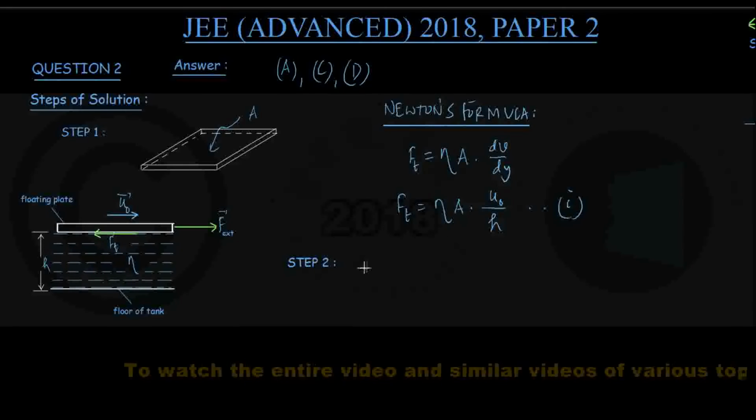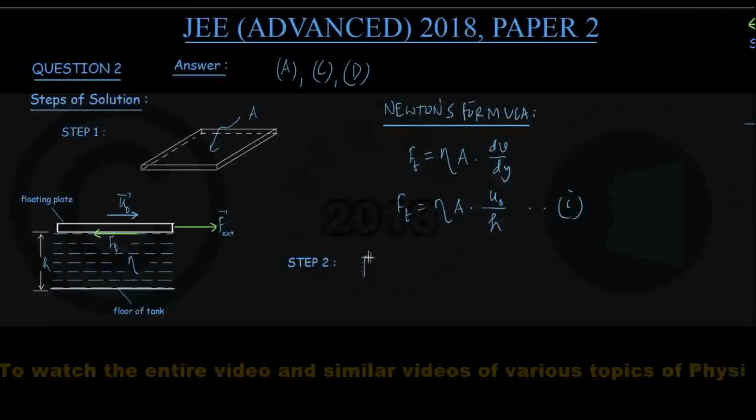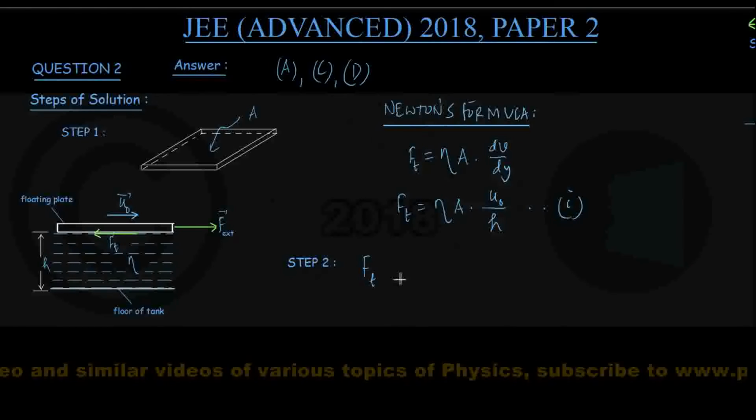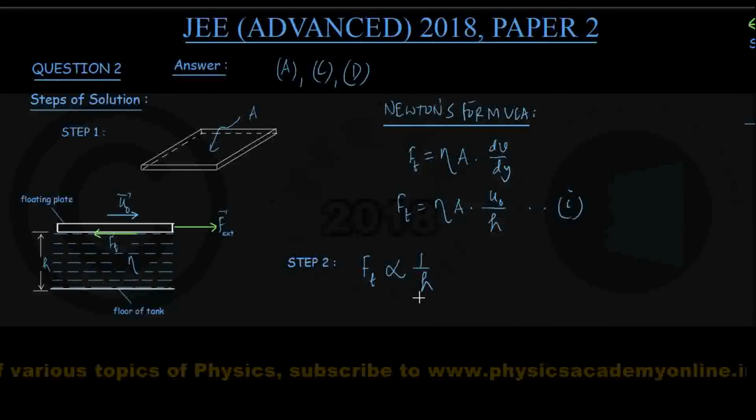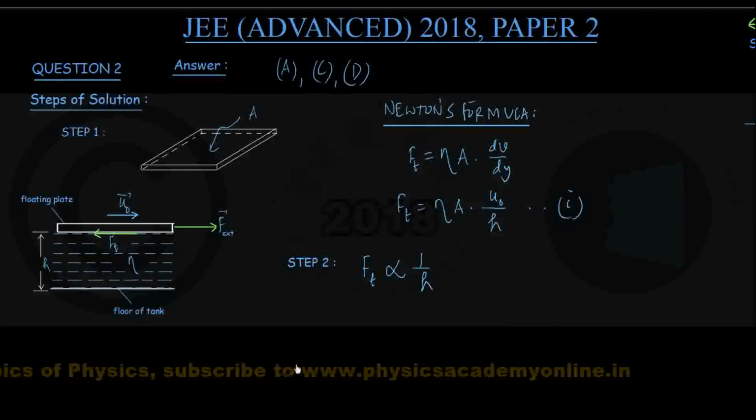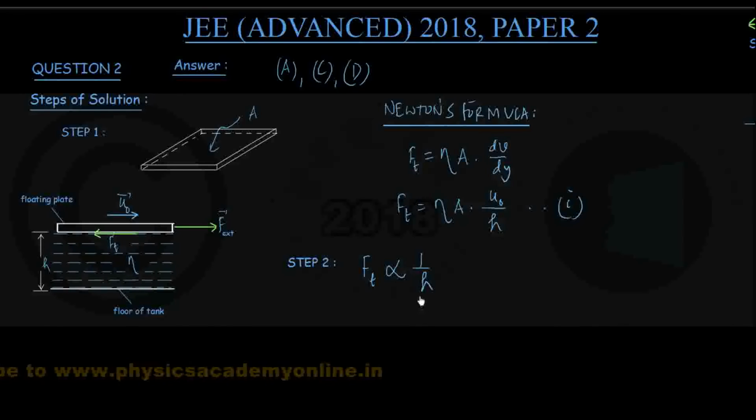We can write down, other conditions remaining the same, this resistive viscous force Ft is proportional to 1 upon h. And the statement A, resistive force of liquid on the plate is inversely proportional to h. So that is correct option. Option A is correct.